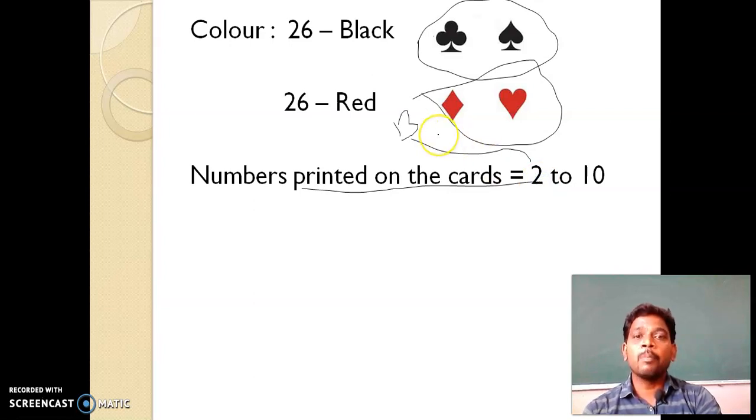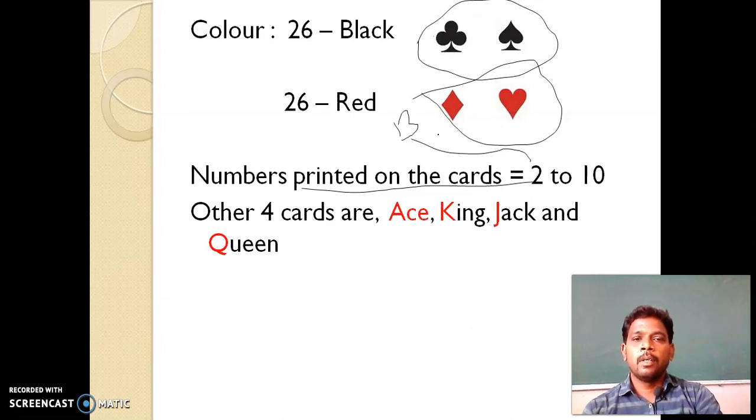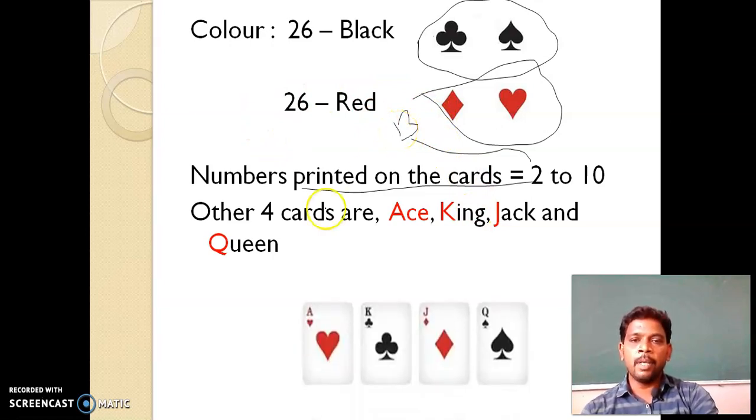What about the remaining 4 cards? The remaining 4 cards are nothing but ace, king, jack and queen. So totally 13 cards. These are the images of ace, king, jack and queen, so totally 13 cards will come.